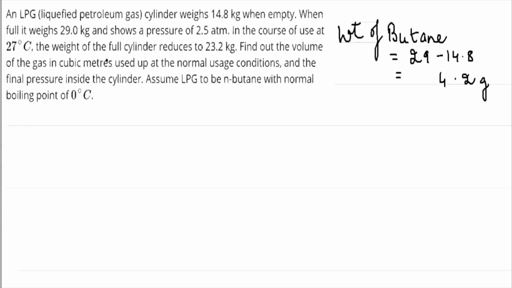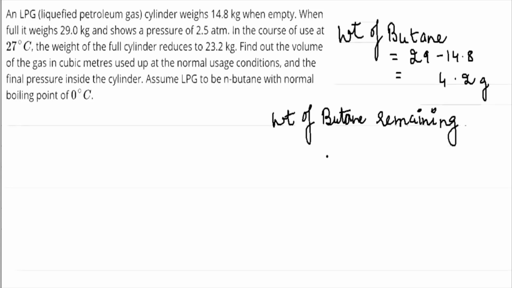Now, since it is given that the weight of the full cylinder reduces to 23.2 kg, if the weight of the cylinder also reduces, now what will be the weight of butane gas remaining here? It will be equal to 23.2 minus 14.8. So this value is coming out equal to 8.4 kg.